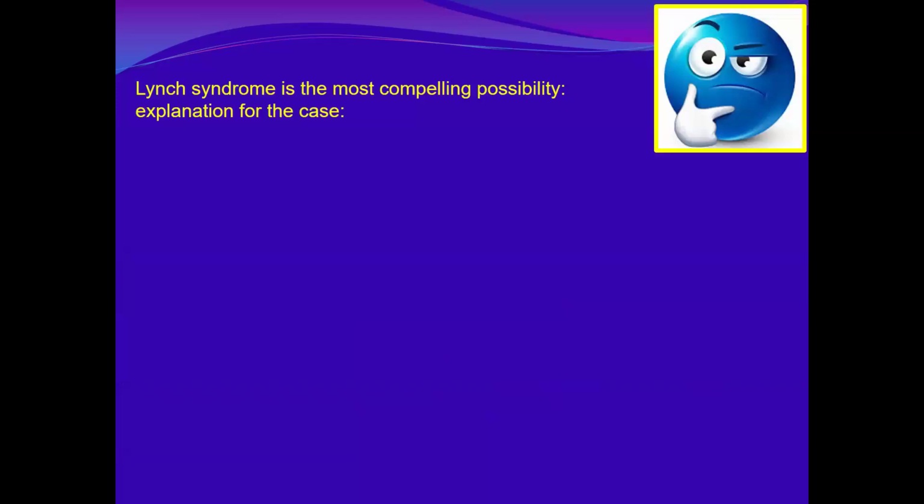So in Lynch syndrome, for this size, the other ovary would be involved. If it is metastasis, the other ovary would be involved, especially with this size. In general, metastases usually involve both ovaries, and even with this size, the other side is expected to be involved. Okay. So Lynch syndrome is the most compelling possibility in this case.